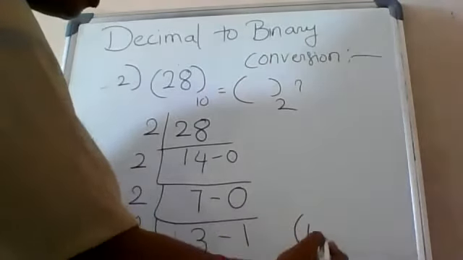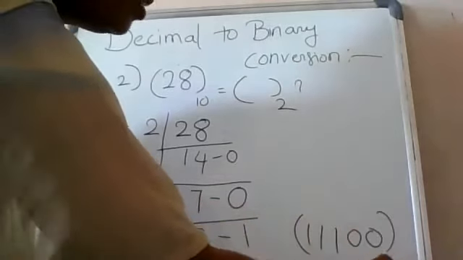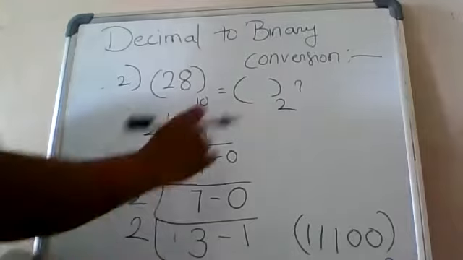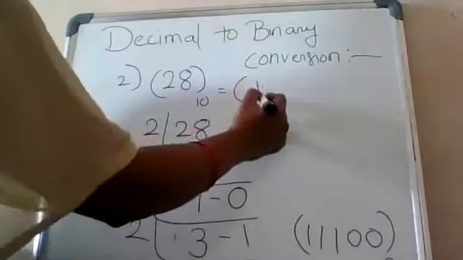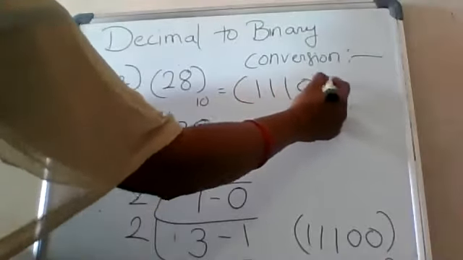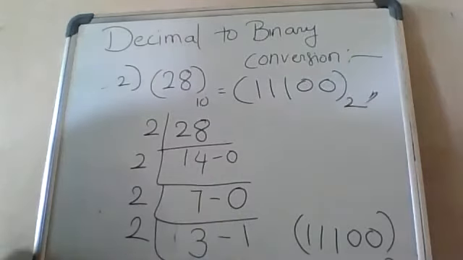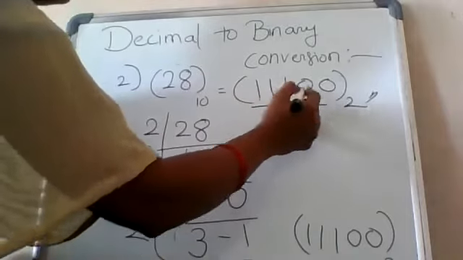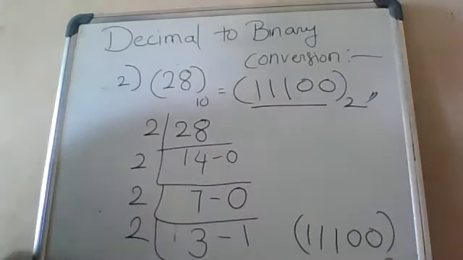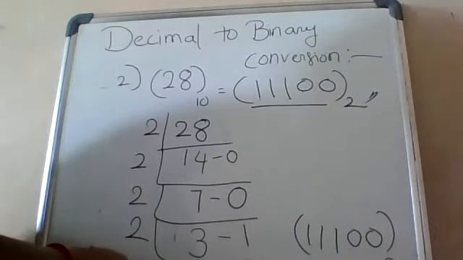We get the answer 1 1 1 0 0 base 2. The 28 number, decimal to binary conversion, we get the answer 11100 base 2. This is the second example for decimal to binary conversion.